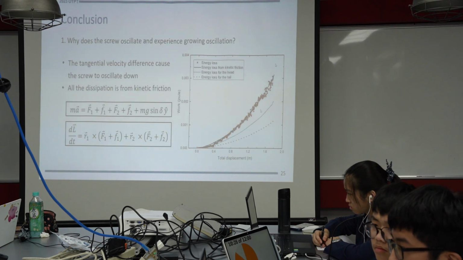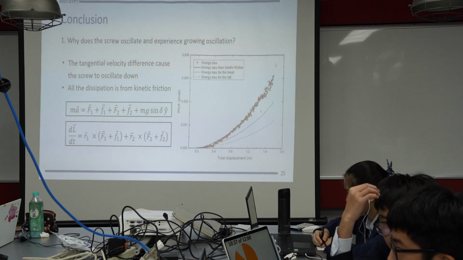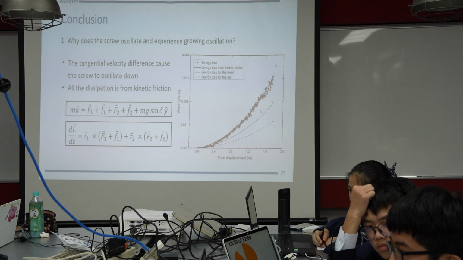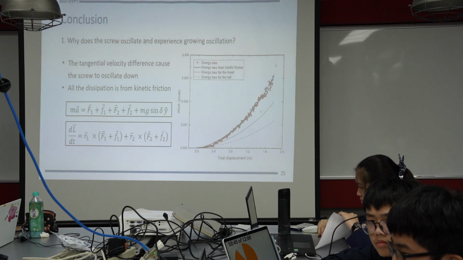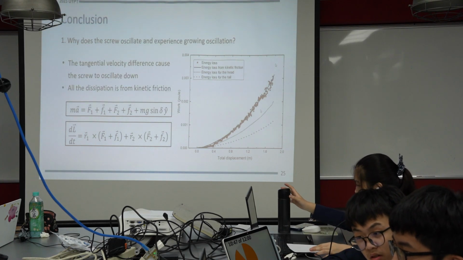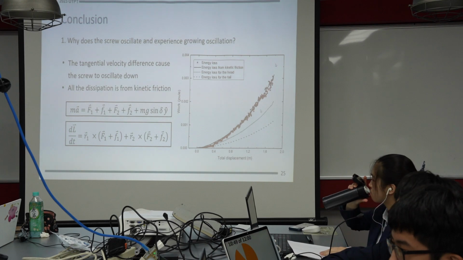So first, why does a screw oscillate and experience growing oscillation? The screw will oscillate because of the tangential velocity difference between the head and the tail of the screw, which causes the screw to oscillate down. And also, we plot the energy loss in between our experiment and our theory. And we can prove that all the dissipation is from kinetic friction.